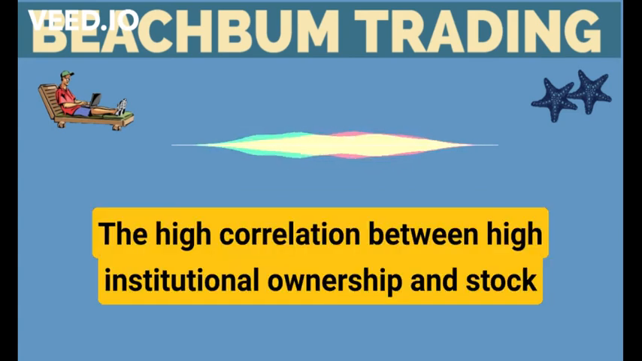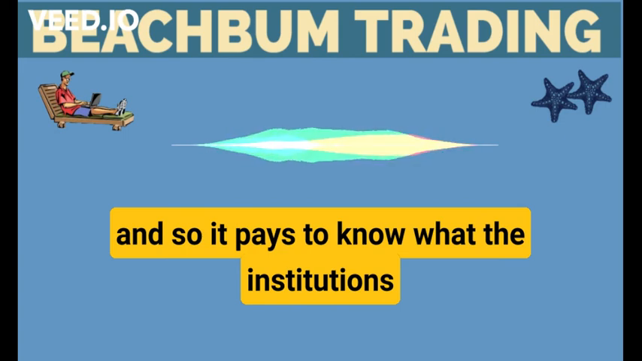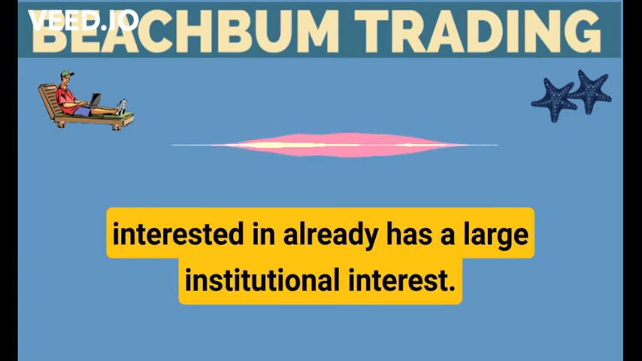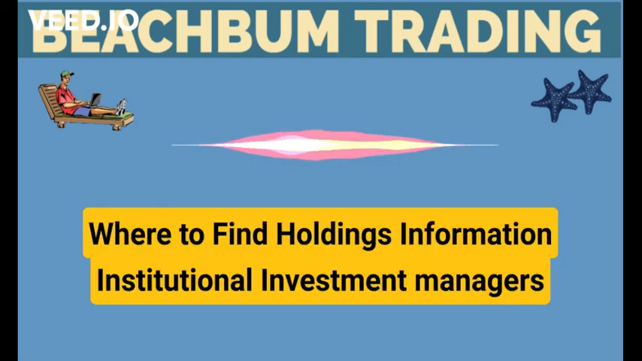The high correlation between high institutional ownership and stock price volatility is a fact of life in investing, and so it pays to know what the institutions are up to and whether a stock you are interested in already has a large institutional interest. Where to find holdings information.